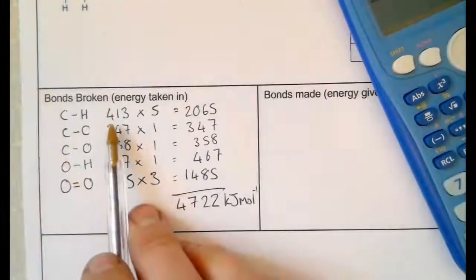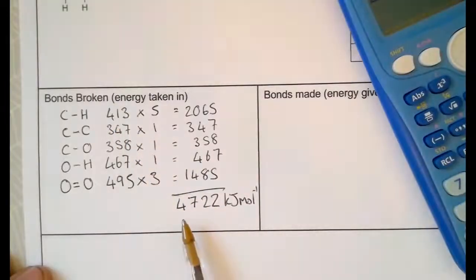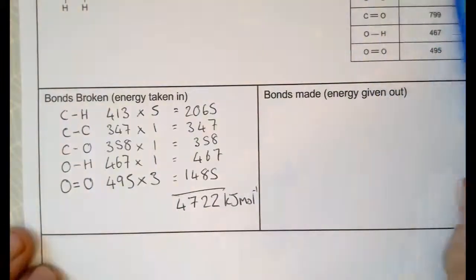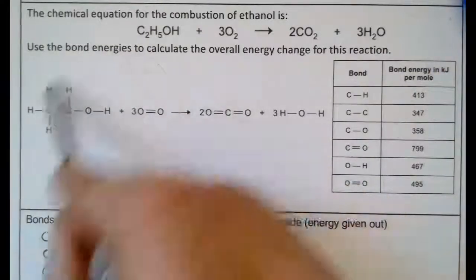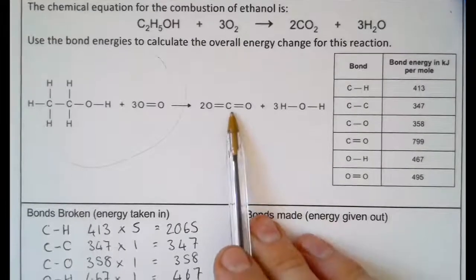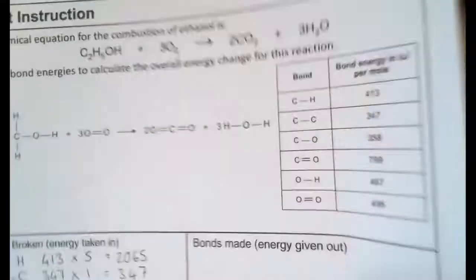So if I want to break all of these bonds, then I need to supply 4,722 kilojoules of energy for every mole of this substance that I want to break. Don't worry too much about the units today, that's not something we're going to focus on. Just know that we need to provide this much energy to break it. So we've dealt with the left hand side of the equation. Now the next thing we need to look at is the right hand side of the equation. These are the bonds that are going to be made.